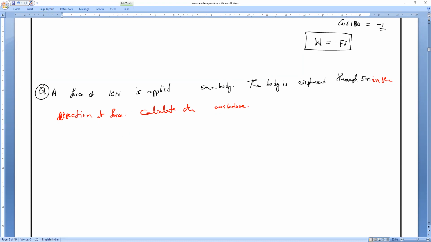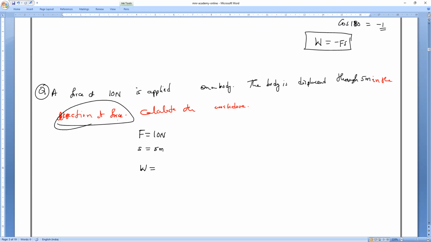So what will happen, everybody? Hereafter we'll avoid writing the question also. Given data alone, you can write. So what is the amount of force given? Everybody, 10 Newton. And the displacement is actually 5 meter.